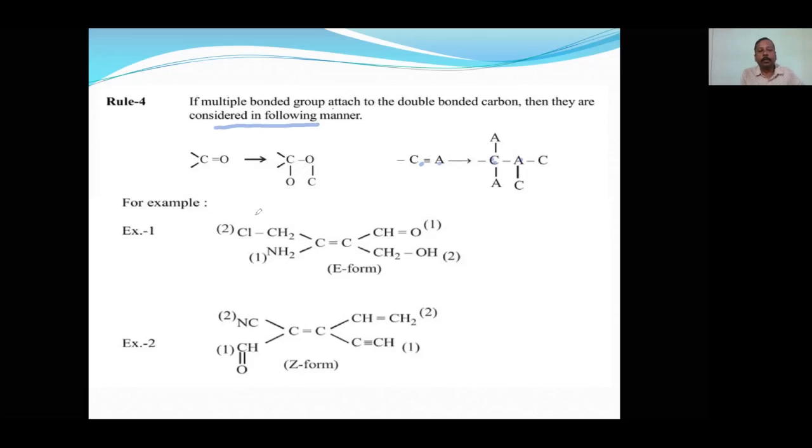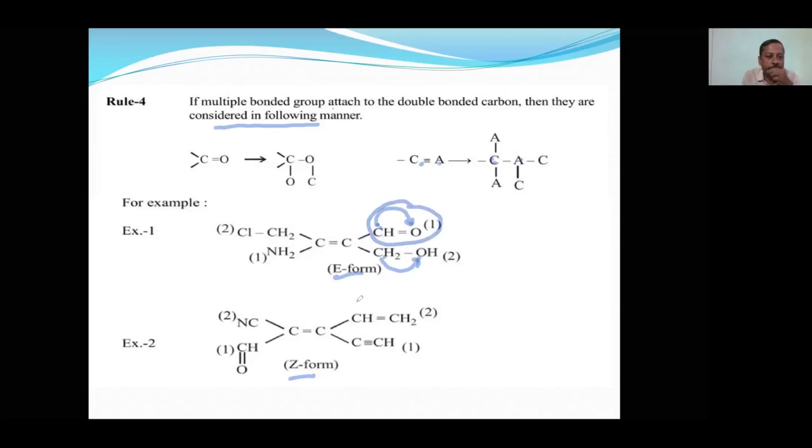Okay. So how can that be utilized in EZ isomerism? Let's check it out, for example, E form and Z form. Here this is carbon double bond carbon, and it is double bonded to oxygen and single bonded to oxygen. Both are oxygen only. But as per the previous rule, this carbon is attached to two oxygens, and this carbon is attached to only one oxygen. So which will be higher priority? This will be of the higher priority.